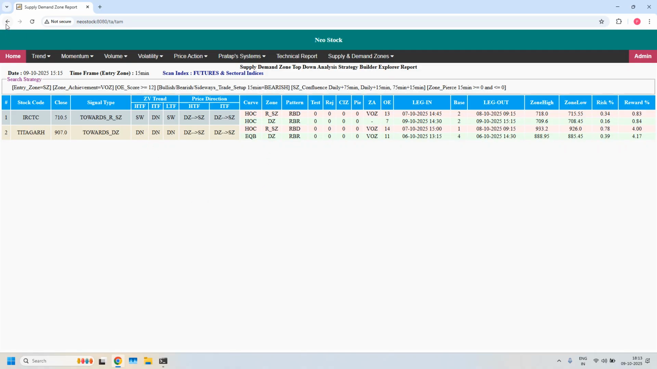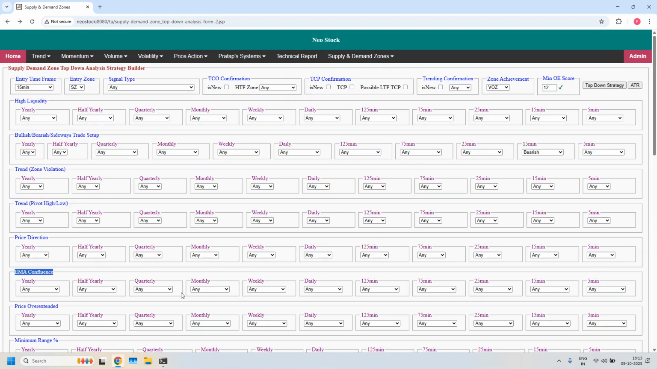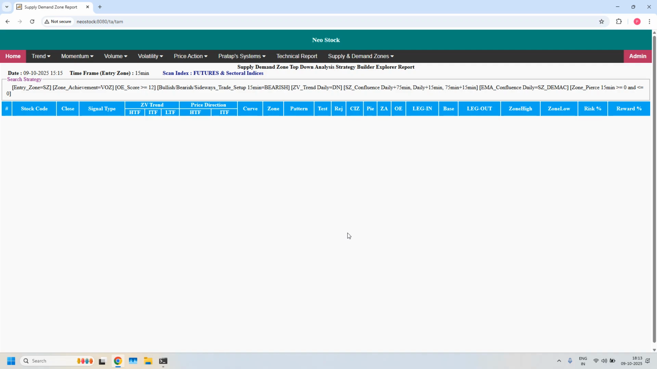So that's why let's verify EMA confluence at daily time frame by enabling daily supply zone having daily EMA, and the trend on the daily should not be sideways. It should be downtrend because it is bearish trade setup. So no stocks are filtered. So this is about bearish trade setup for daily income trade.